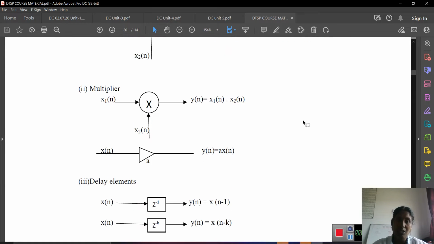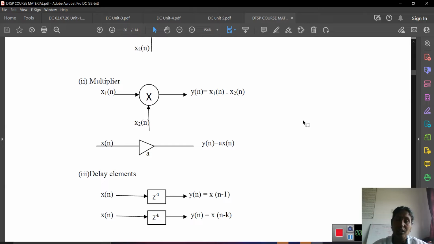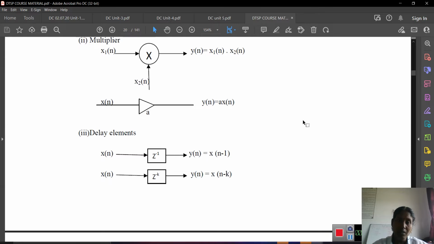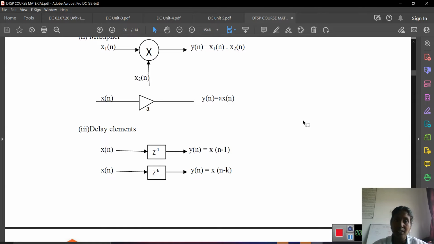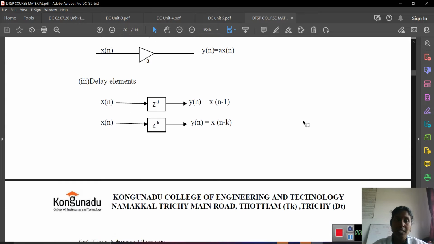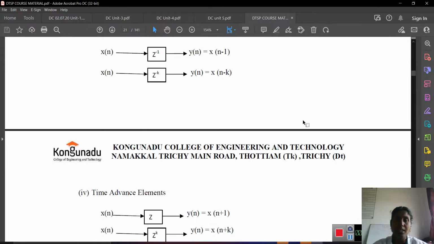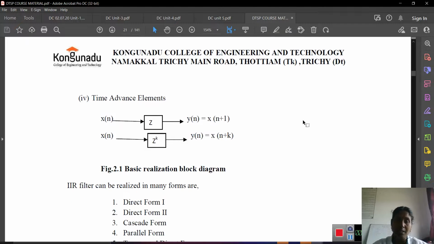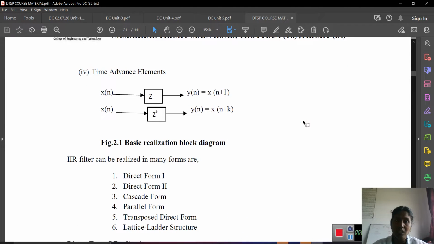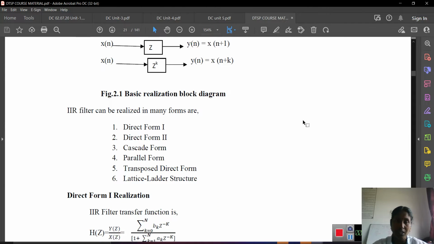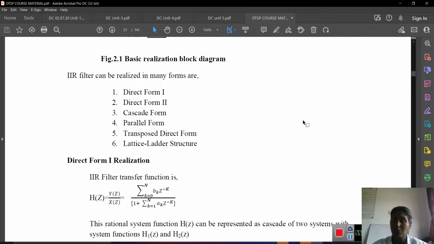Then the multiplier: x1 of n into x2 of n gives y of n equal to x1 of n times x2 of n. Then the direct inverting section: x of n multiplied by a gives the output y of n equal to a into x of n. Then delay elements: x of n through z power minus 1 gives y of n equal to x of n minus 1. If we consider z power minus k, then y of n equals x of n minus k. Then time advance elements: x of n through z gives y of n equal to x of n plus 1, and through z power k gives y of n equal to x of n plus k. This is the basic realization block diagram.